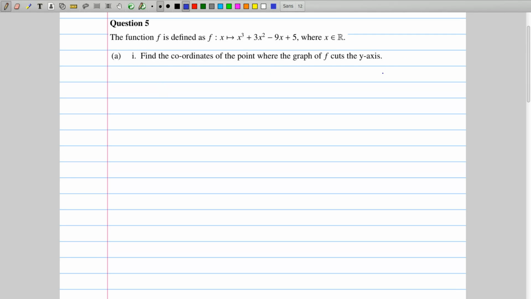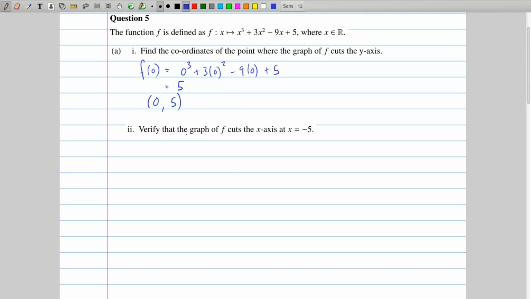Any point that's on the y-axis automatically has an x-coordinate of 0. So to find the coordinates of this point, we use this knowledge that the x-coordinate is 0, and so we're looking for f of 0. The first thing is x cubed, so that's 0 cubed. We have a 3x squared, so that's 3 times 0 squared, a minus 9 times 0, and a plus 5. All these zeros are going to cancel out, and so we're just left with a 5. In other words, the coordinate is (0, 5). We know the x-coordinate is 0, and we've just worked out that the y-coordinate is 5.